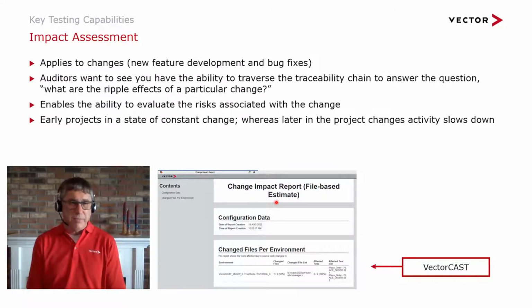What typically happens is that very early in the project it is in a state of constant change. We have the initial release, and the feature scope keeps expanding until all the features have been implemented. We're already doing testing, so you're fixing bugs along the way. Whereas later in the project, that pace of change activity slows down dramatically, and it may even be after you've gone into production.